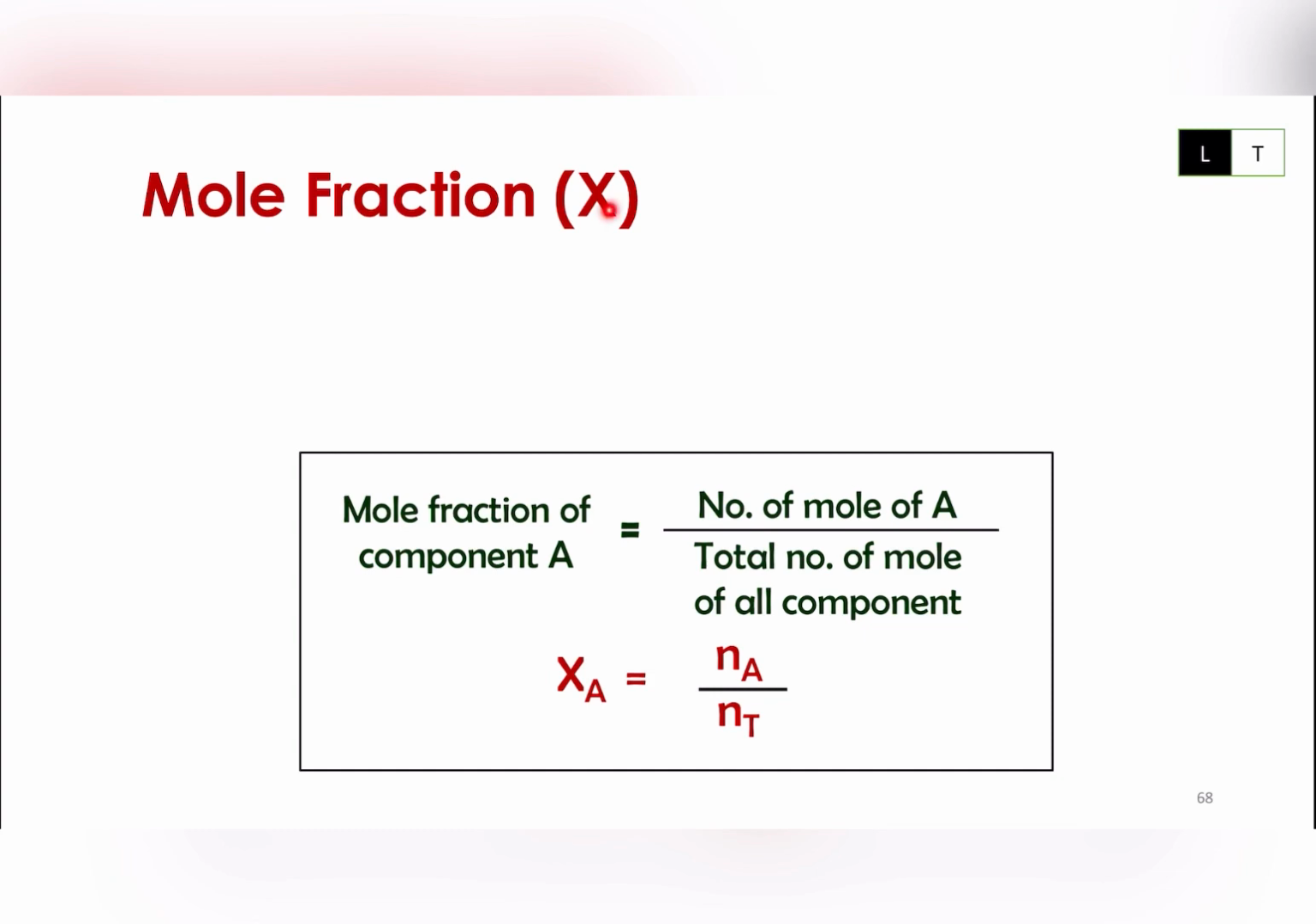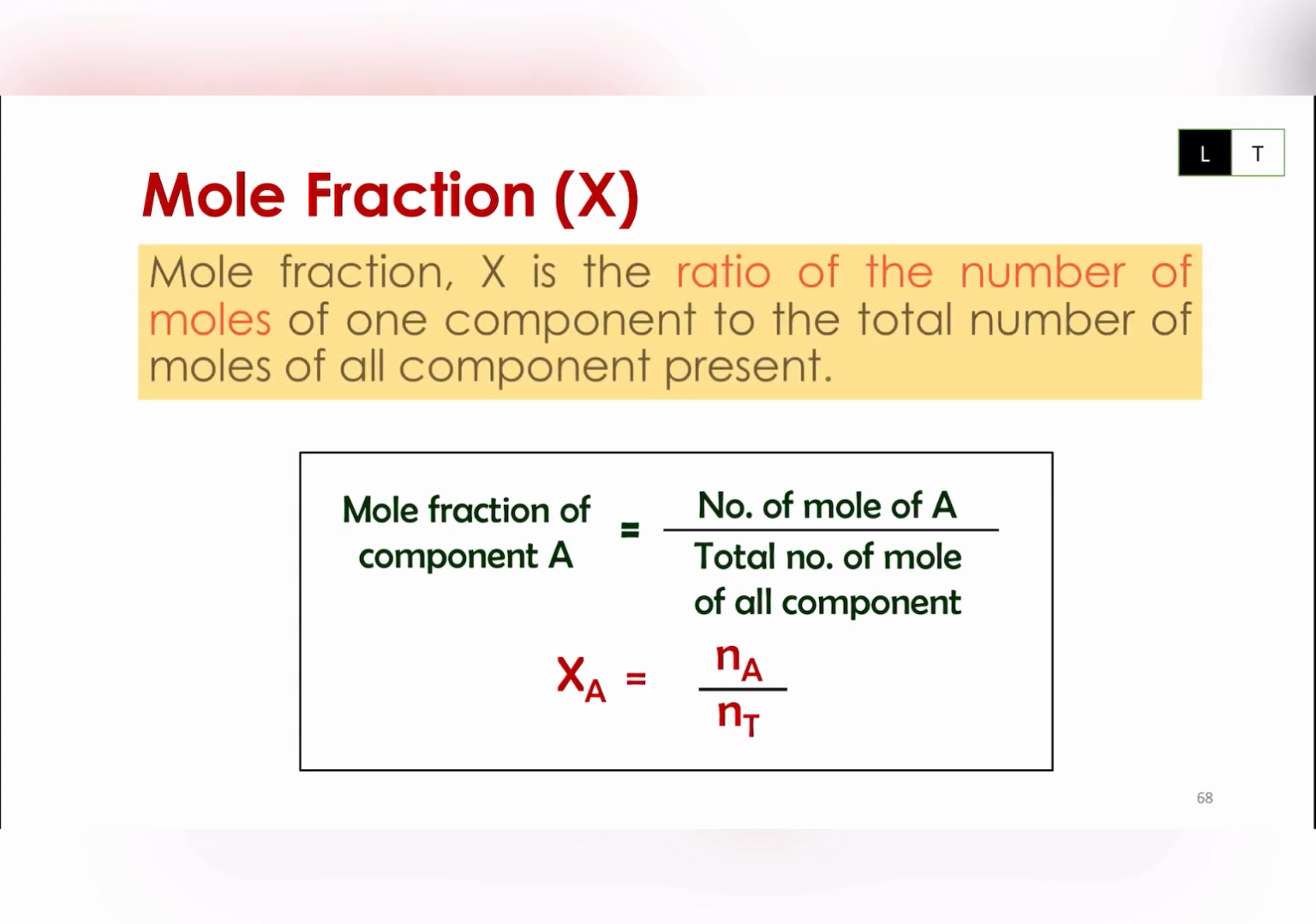Mole fraction, the symbol is capital X, is the ratio of the number of moles for one component to the total number of moles for all components present. If you take a look here carefully, this is the formula where you want to find out the mole fraction for component A. You have to determine the number of moles for A over the total number of moles for all components in the solution.